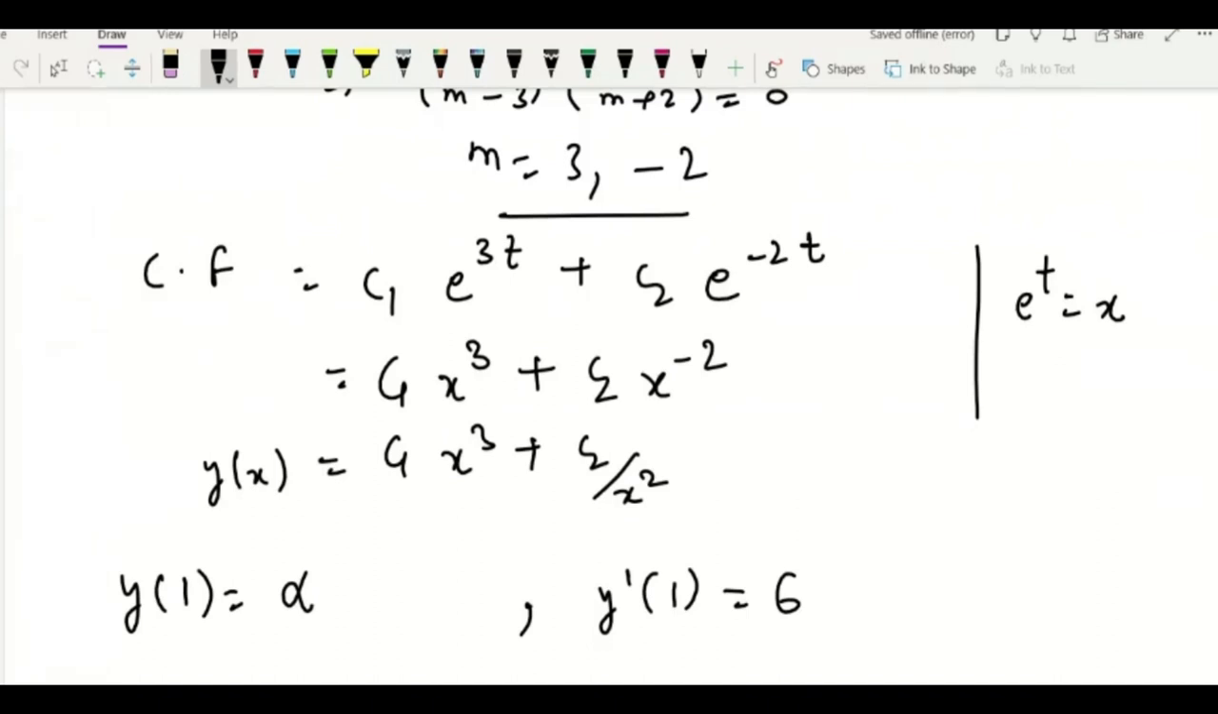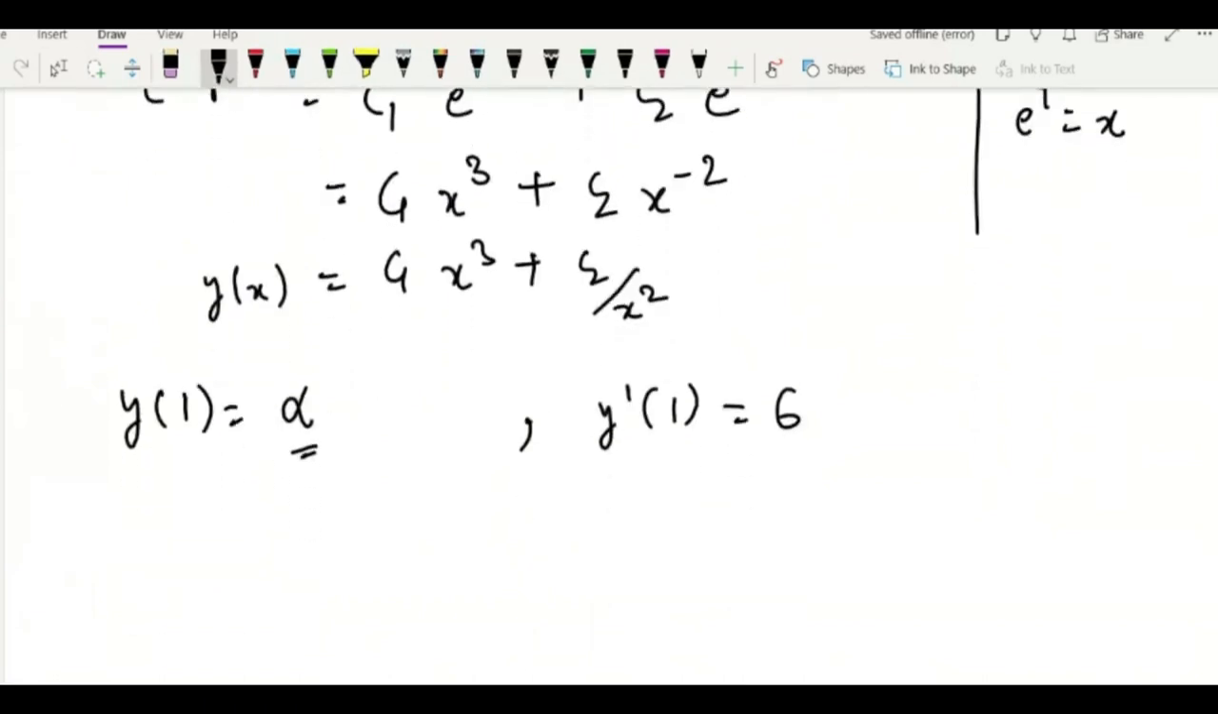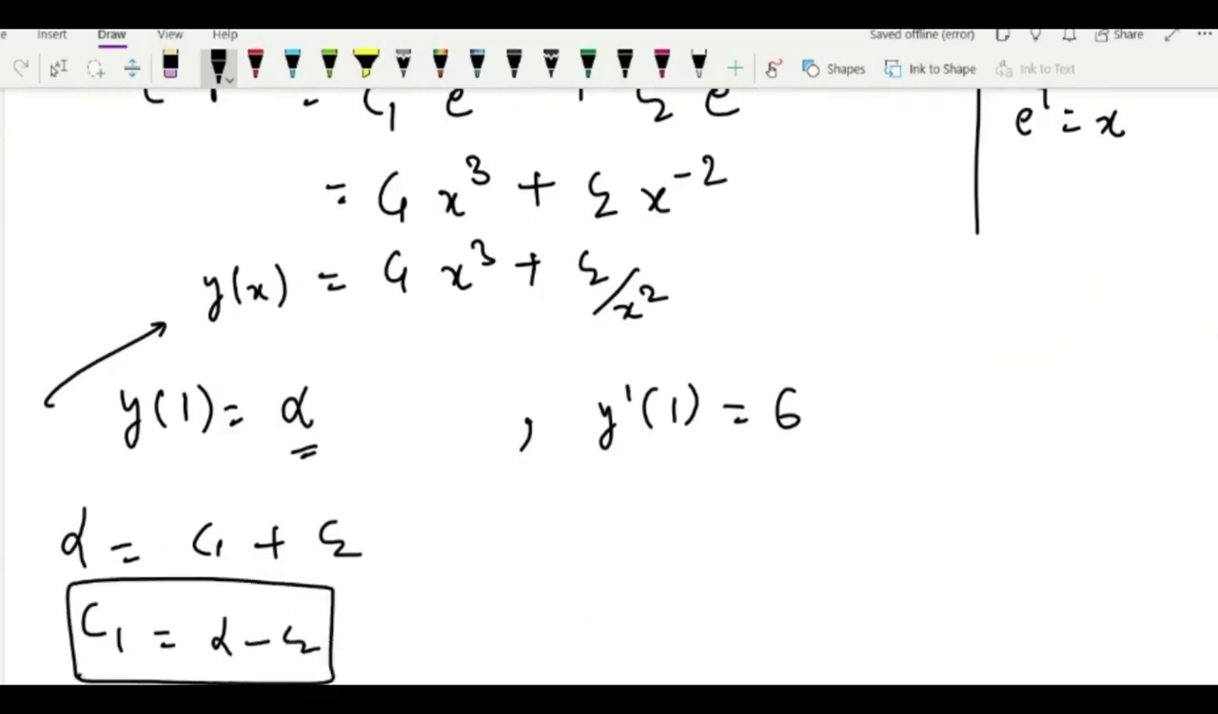So if I put here y(1) is equal to alpha and also y dash 1 is equal to 6, our equation will be in alpha. So let's try. If we put y(1) is equal to alpha, we get alpha is equal to c1 plus c2, or we can write c1 is equal to alpha minus c2 from here. And also y dash 1 is equal to 6.